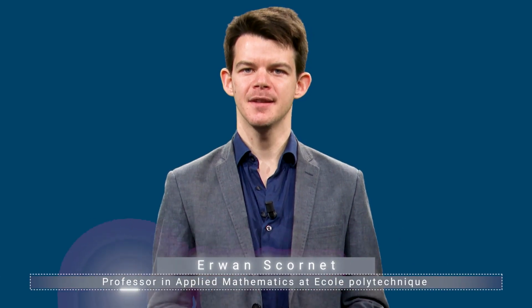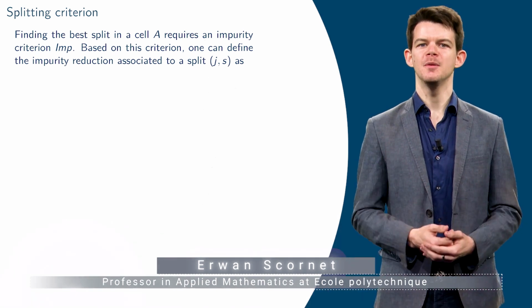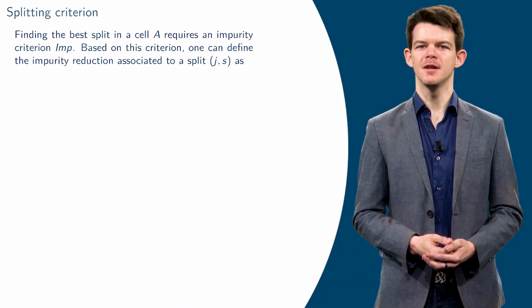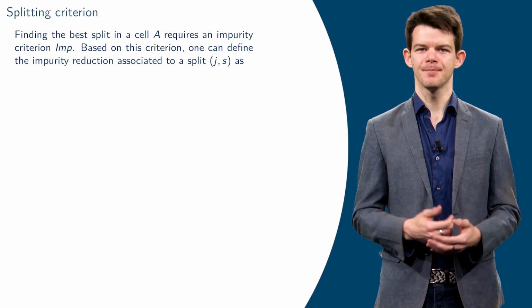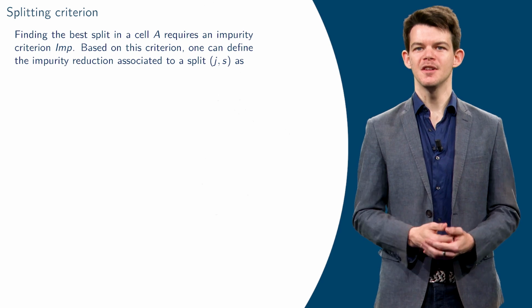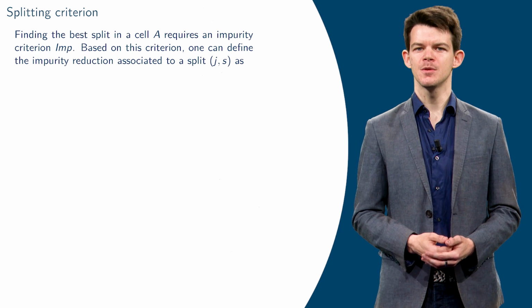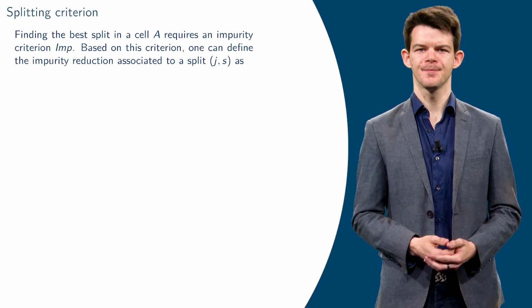We will now detail the splitting criterion used to select the split in each node of the tree. To do this, we first define an impurity criterion to measure the variability of the output variable within a cell. This criterion will be denoted imp-A, which stands for the impurity in a cell A. Several impurity criteria can be used to select the split to be performed.